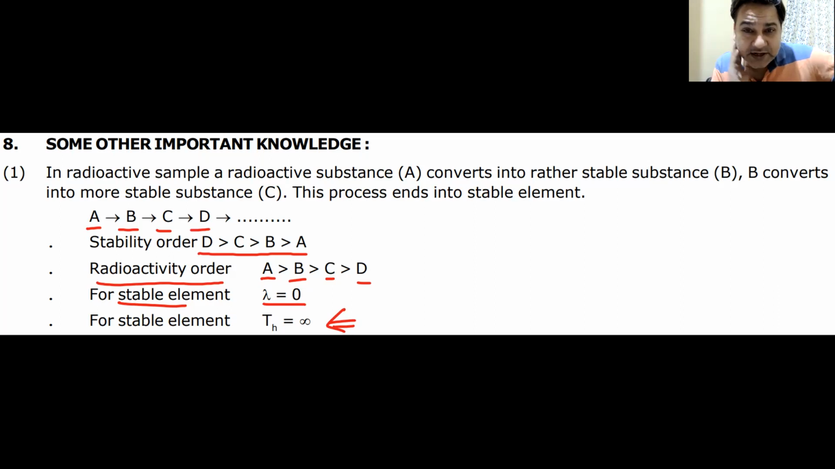Such type of decay is known as successive radioactive decay. It means from A, we are not going to get a stable B, because B is getting decayed into C. So it is successive decay. A is getting converted into B, B is getting converted into C, and so on. Do we understand this?